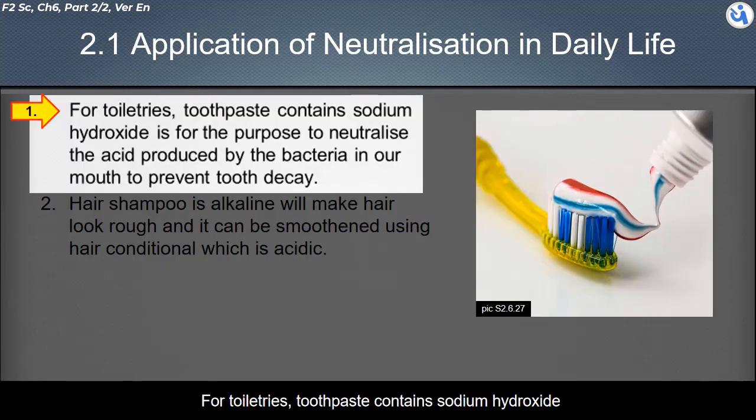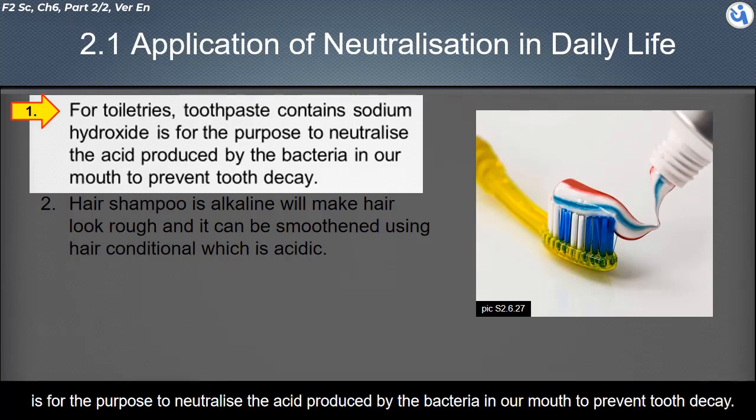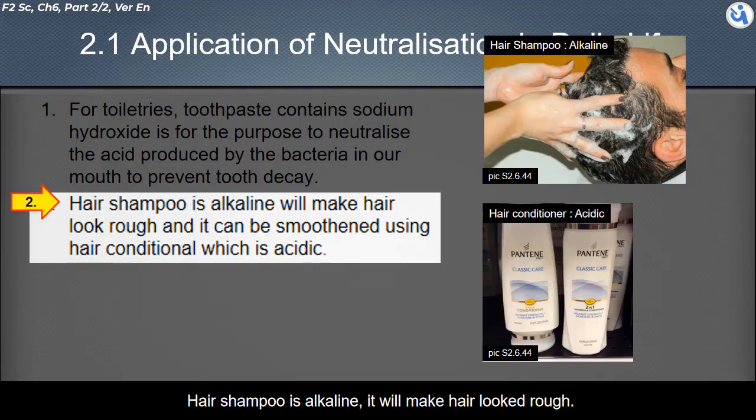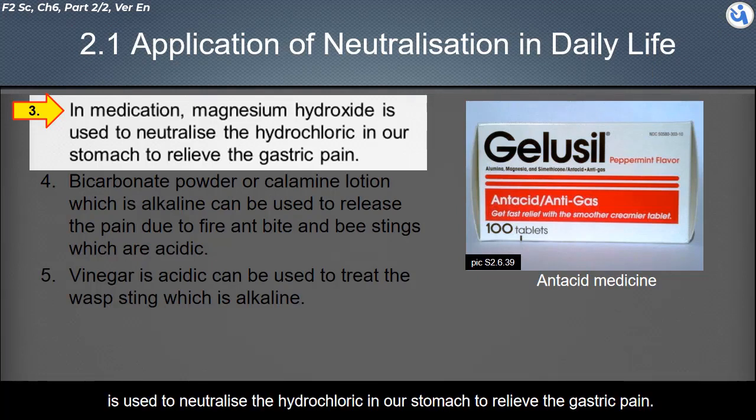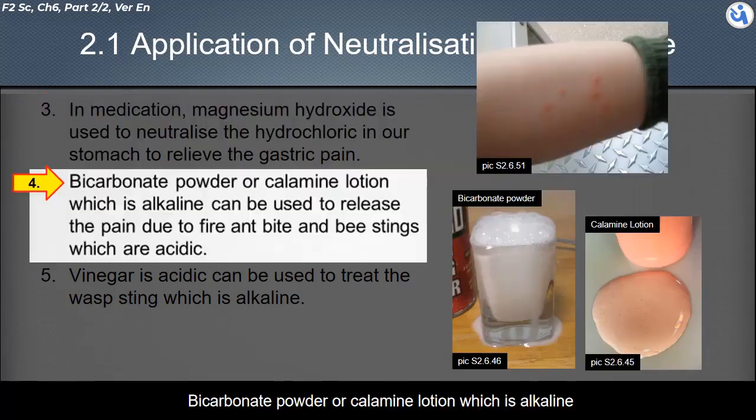For toiletries, toothpaste contains sodium hydroxide for the purpose of neutralizing the acid produced by the bacteria in our mouth to prevent tooth decay. Hair shampoo, which is alkaline, will make hair look rough, and it can be made smooth using hair conditioner, which is acidic. In medication, magnesium hydroxide, the antacid, is used to neutralize the hydrochloric acid in our stomach to relieve gastric pain.